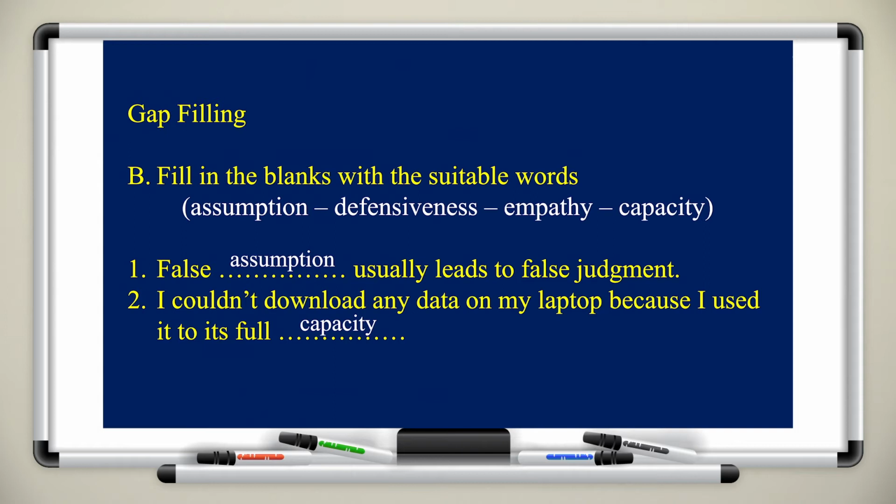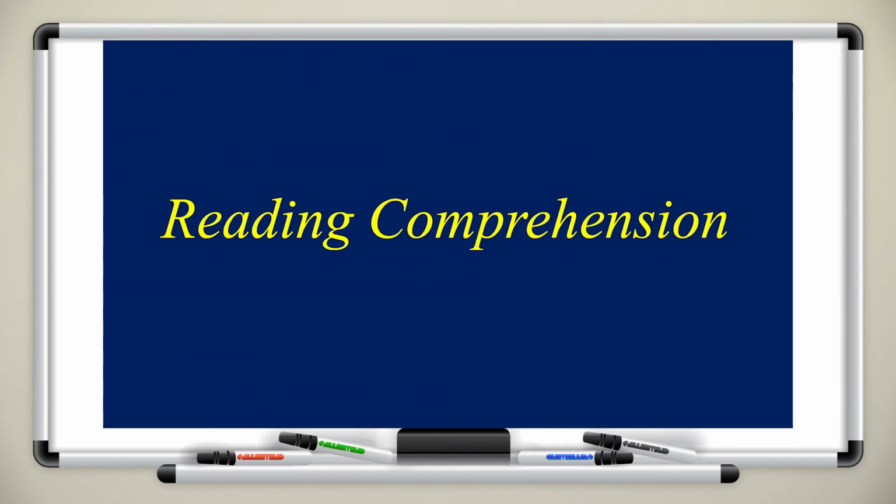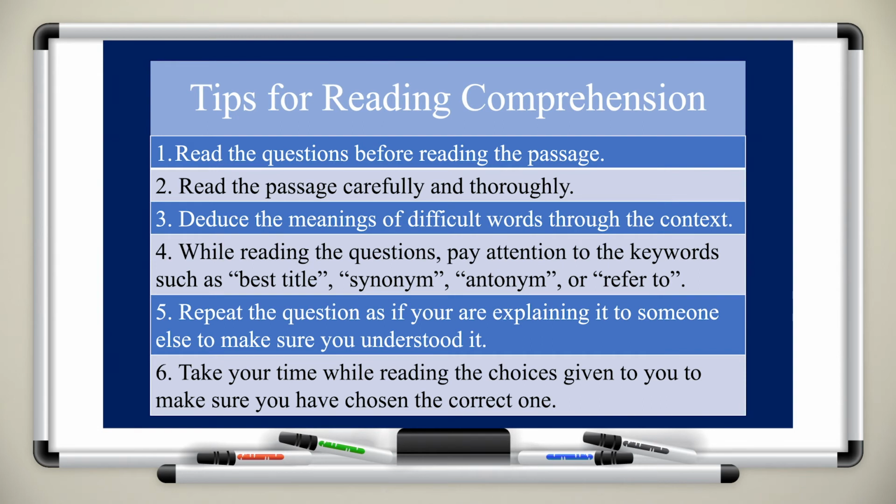We are done with the vocabulary part. Now let's tackle the reading comprehension. Here are a few tips for reading comprehension. First, read the questions before reading the passage. Two, read the passage carefully and thoroughly. Three, deduce the meaning of difficult words through the context. Number four, while reading the questions, pay attention to the keywords such as best title, synonym, antonym, or refer to.